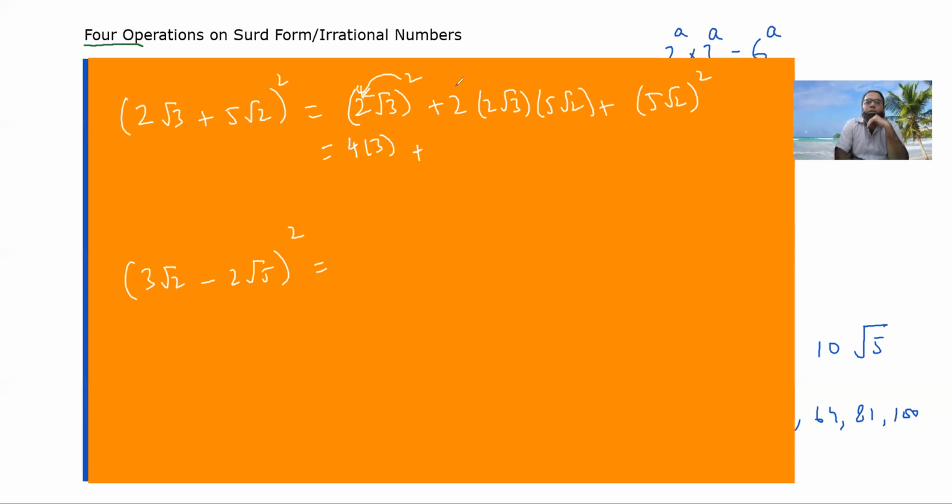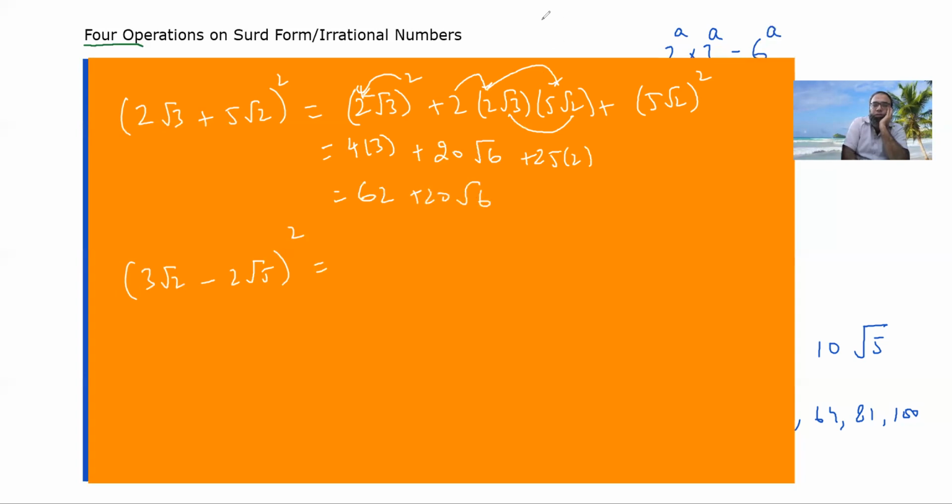Now plus 2 into 2 into 5 will give you 20, and this into this will give you under root 6. 20 under root 6. And what do you have here? What is 5 under root 2 square? 50. Yeah, this time you're correct. That is 50, that is 25 times 2. So we have 12 from here, 50 from here. So this is going to be 62 plus 20 under root 6.